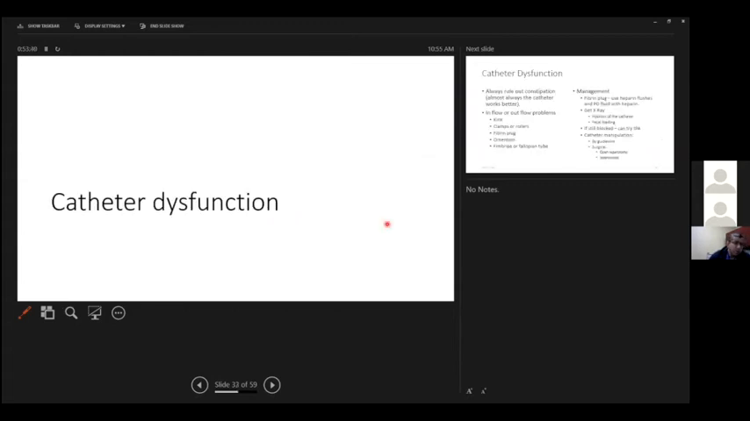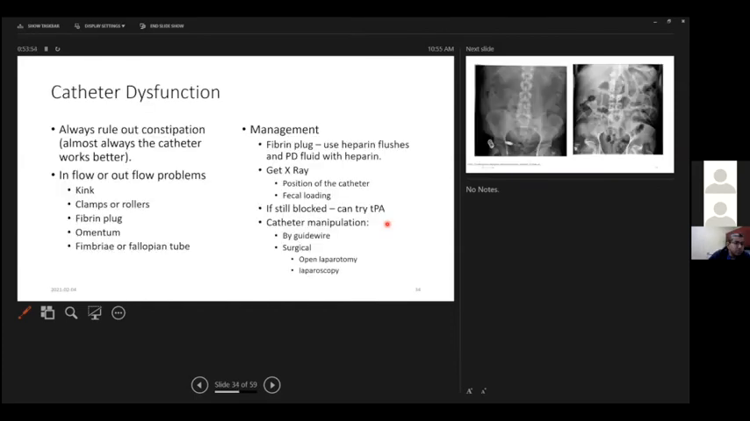So now I'm moving on to catheter dysfunction. Any questions for the exit site and tunnel infections? So catheter dysfunction means what happens with the catheter? If the catheter is not able to drain or it's not doing its job properly, always first think of constipation. I always say that patients with PD have to poop daily. That's what I always tell my patients, and that's what I learned from Dr. Bargman as well. It depends on what you've got: an inflow or an outflow problem.